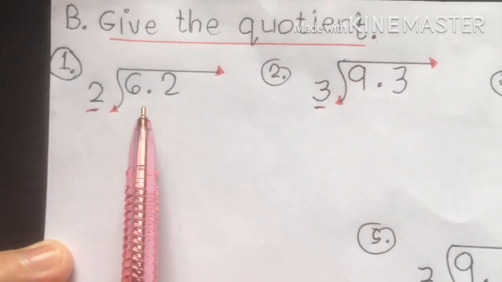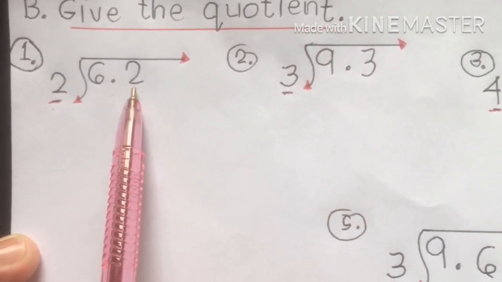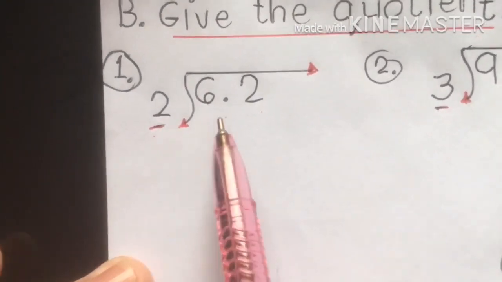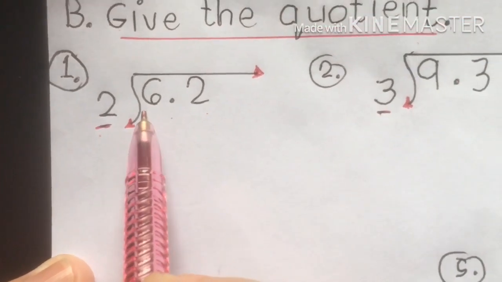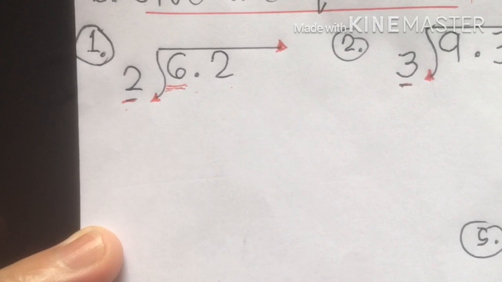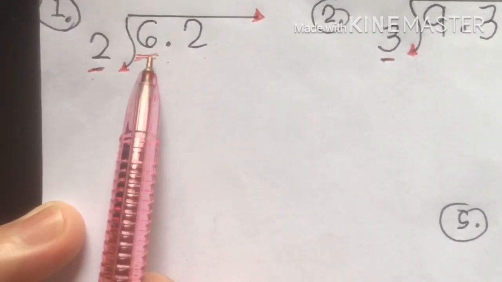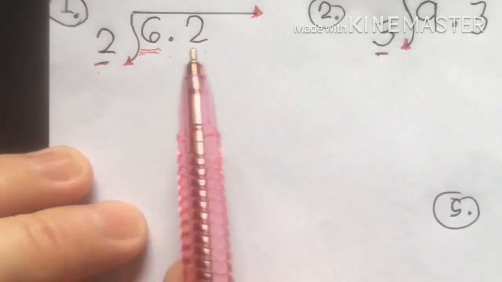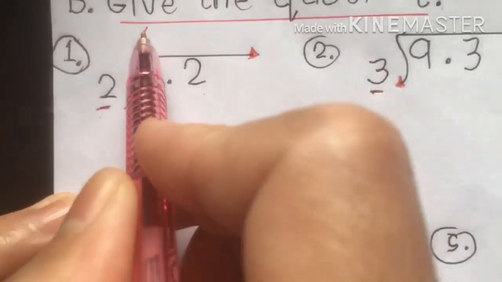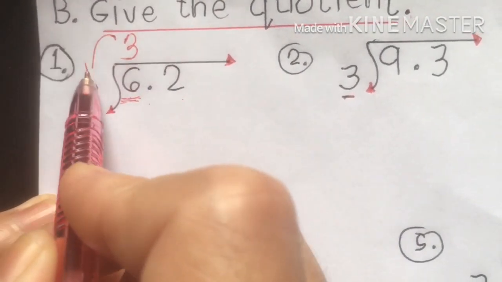The given equation is 6.2 divided by 2. Remember, 6.2 is our dividend, 2 is our divisor. Okay, class? Let's start dividing. The dividend is 6, divided by our divisor, which is 2. Remember, when you divide, the dividend must be greater than the divisor. Let's start. 6 divided by 2. The answer is 3. Next step, class.